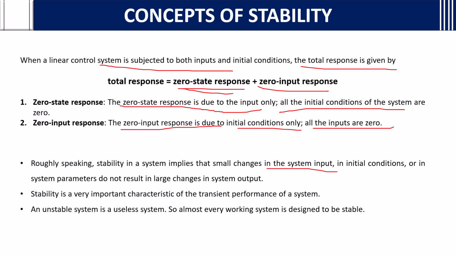Stability is a very important characteristic of the transient performance of a system. An unstable system is a useless system, so almost every working system is designed to be stable. For example, if a washing machine is not working according to the input given, it is not stable, it is unstable. Minimal changes are okay, but with large changes, something is wrong with the washing machine, and then it is an unstable system. So any control system needs to be stable.